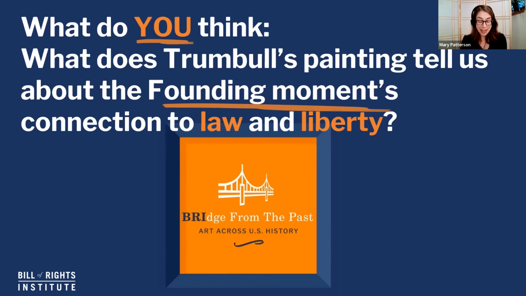We started by asking what John Trumbull's painting, the Declaration of Independence, could tell us about the founding moment and its connection to law and liberty. And we learned about the artist's goals in creating the painting and the ways in which he took some creative license, and about the importance of the location of this painting inside the Capitol Rotunda. But as always, there's so much more to the story.